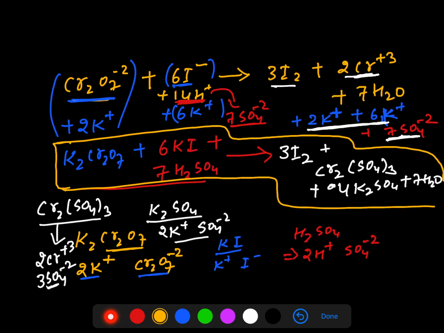So you will bring back the spectator ions using the mole concept. In whichever form they were present originally, in the same form you have to give them back in the balanced equation. In the next lecture, we will see how to balance the redox reaction using the half reaction method.